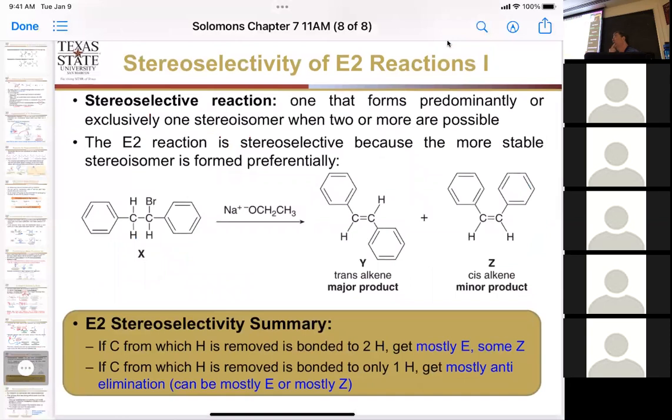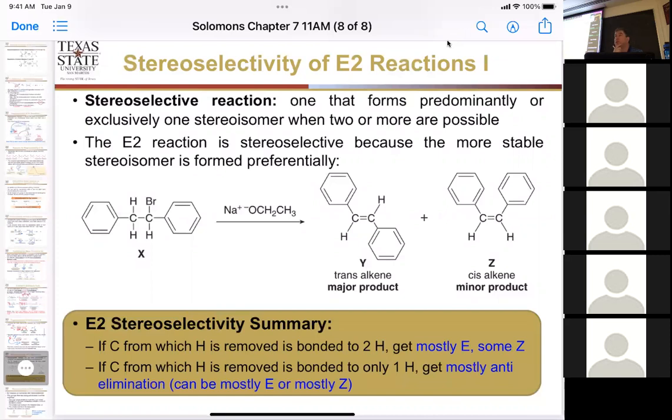Then let's see. We also have the possibility of a stereoselective reaction, depending on whether it forms the E or the Z. So just from what we know about stability, which do you think we're going to form most of the time?